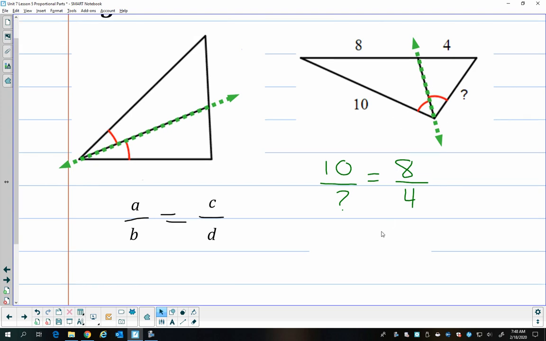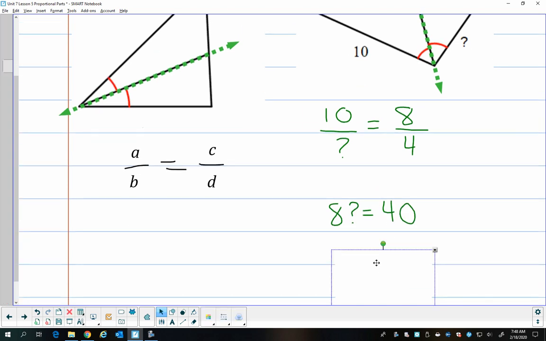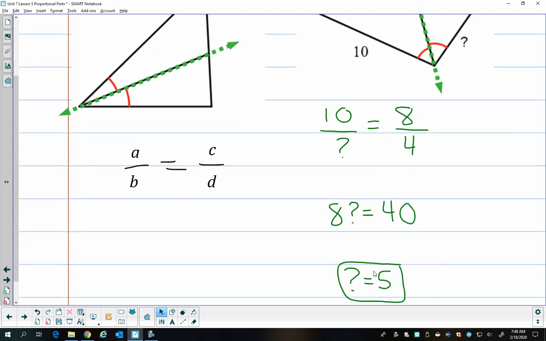Just have to make sure things are matching up, and that comes with practice. And then we can just solve the proportion, which I'm hoping is the easiest part of this type of problem.